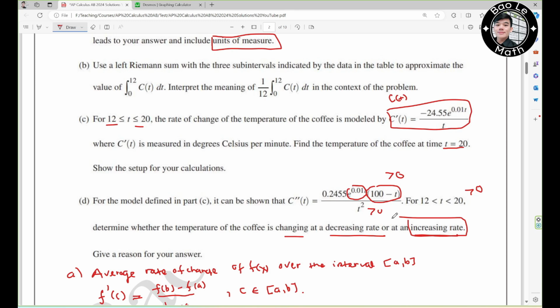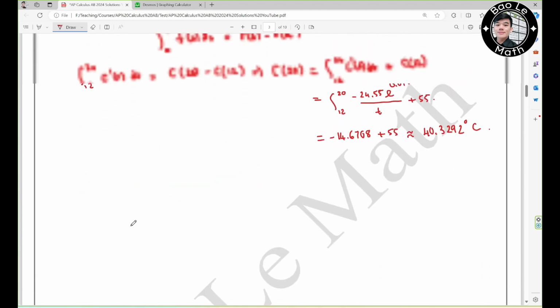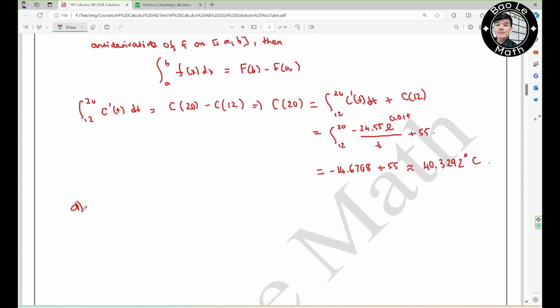In other words, the rate of change of C prime of T is increasing. Alright, so question D right here, you just copy the whole thing there. C prime of T greater than 0 for T in the interval 12 to 20. It tells us that the temperature of the coffee changes at an increasing rate.